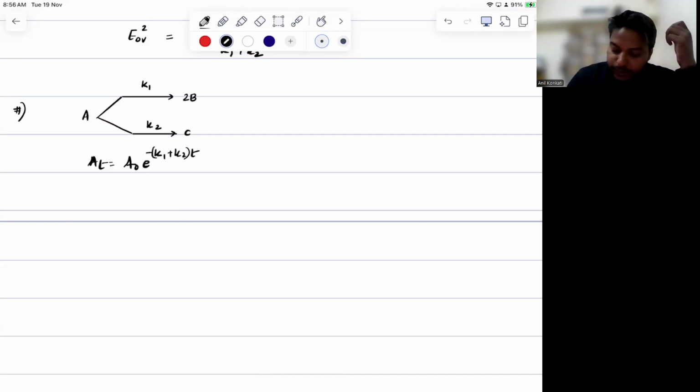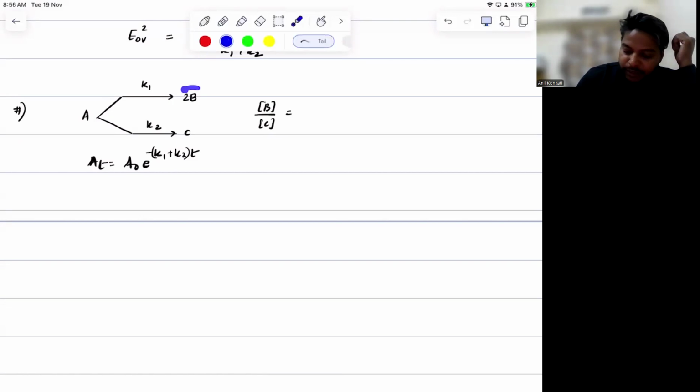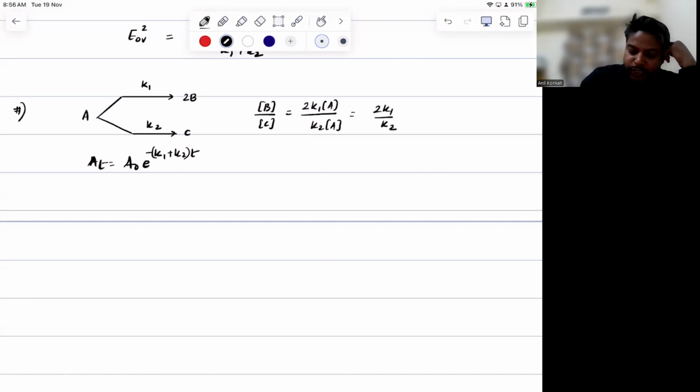Next, the second thing, where we had the concentration of B by the concentration of C. Here you will have a change, because now it is 2 times B, which means we will now have this as 2 times K1 into A divided by K2 into A. So that makes it 2K1 by K2. That's how you can write it. So now you know the relation between B and C with respect to K1 and K2. Clear?